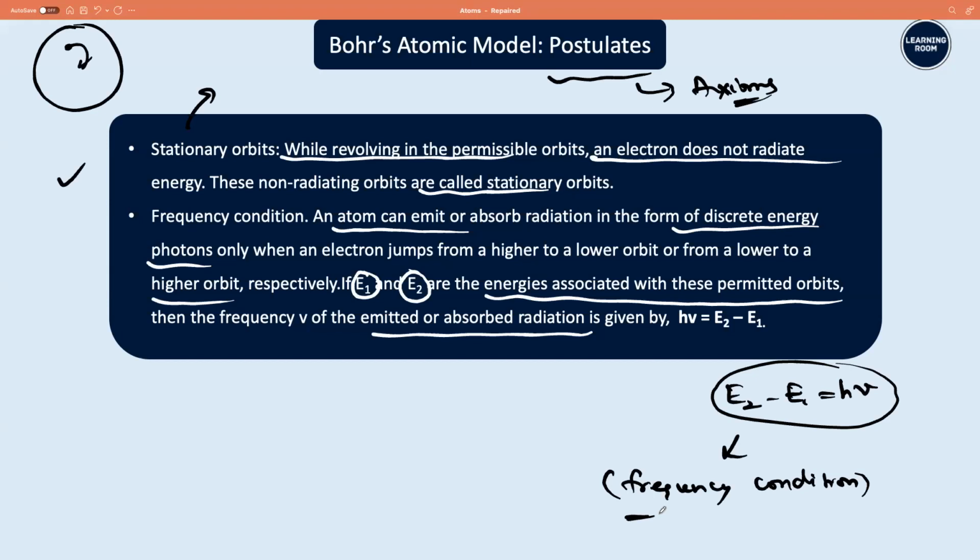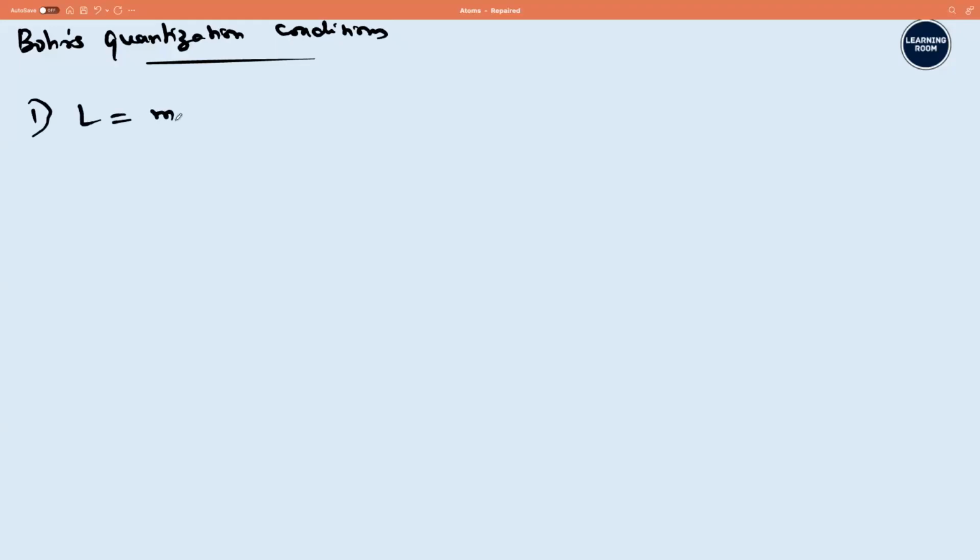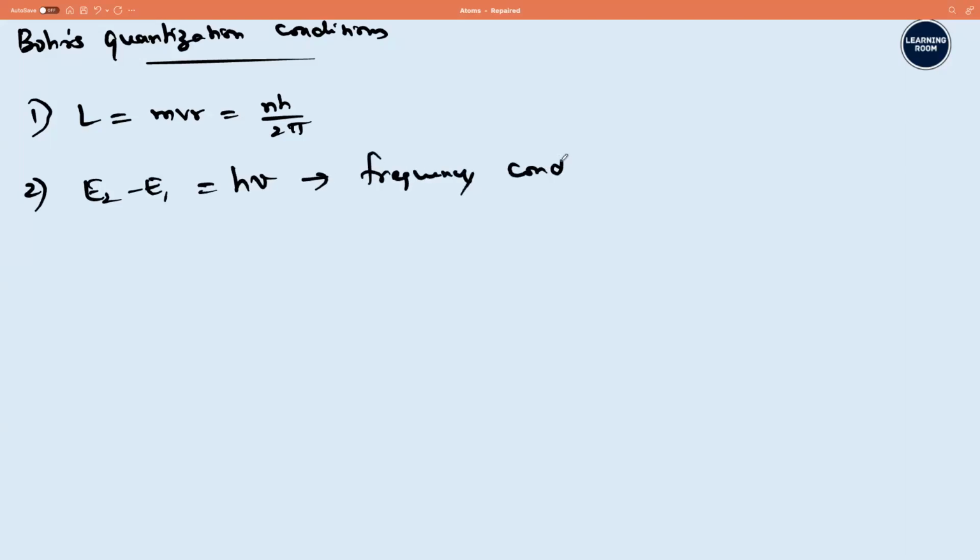Now make a note of the following points. What are the two quantization conditions we have seen? First is L is equal to mvr is equal to nh divided by 2 pi. This is called Bohr's quantization condition. And the second that we saw is E2 minus E1 is equal to h nu. And what is this called? Bohr's frequency condition.